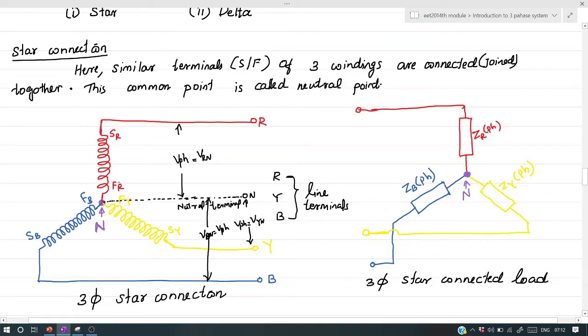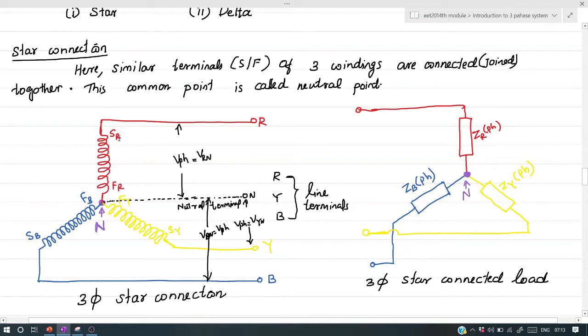Here finishing end of each phase FR, FB and FY are joined. That forms a common point. That point is known as neutral point. If we are taking a wire from this neutral terminal, that is termed as neutral wire. And this wire is phase wire, that is R phase, and this is for Y phase and this is for B phase. So this is the schematic representation of three-phase star connection. Similar way we can connect load also in three-phase manner like this. So this is the schematic of three-phase star connected load.